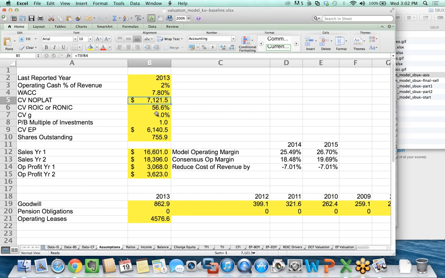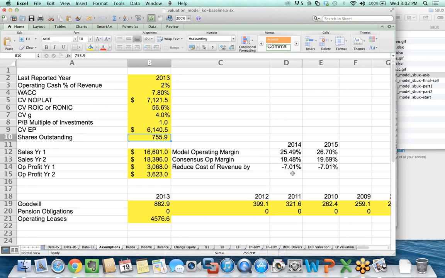Continuing value, NOPLAT, ROICG, price to book multiple, and continuing value economic profit are being calculated by the model. So in this case, it's the last 11th year, the T+1 year in the continuing value equations. Right now, we're just going to use those in those fields, and we're not going to change those.